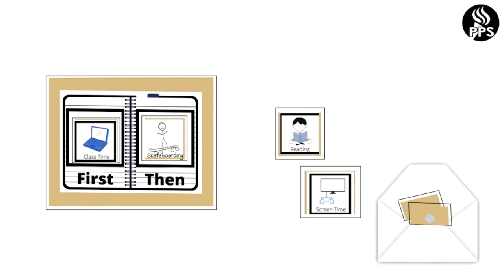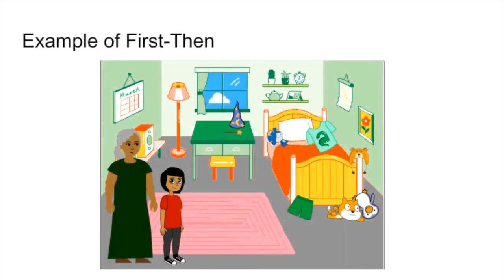Remember, the First-Then visual you choose will depend on the developmental needs of your child. Find the way that works best for your student's specific needs. The heart of this strategy is ensuring that directions are clear, concise, and achievable, and that students are being motivated to follow directions by receiving a rewarding item or activity upon task completion. Right now, let's look at a quick example.